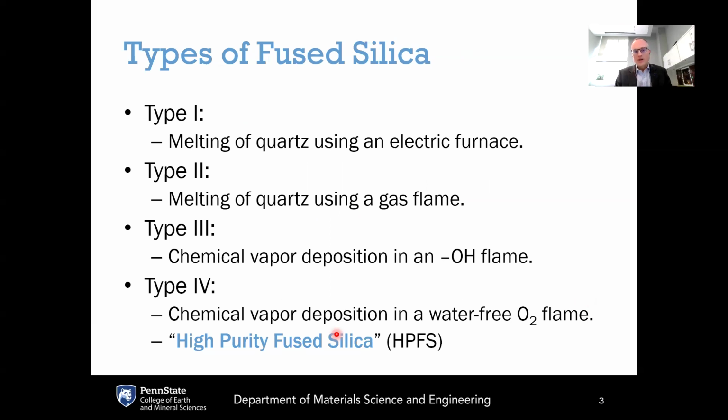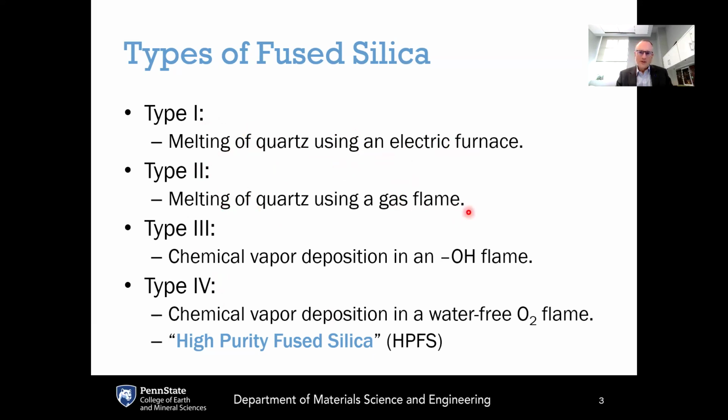So you'll hear people talk about, say, type 1 fused silica, type 2 fused silica, and so on. And when they refer to those different types, they are referring to the process by which fused silica is being made. The first 2 types of fused silica, type 1 and type 2, are made by melting of quartz. For type 1, the melting of quartz is done in an electric furnace, and for type 2, the melting of quartz is done using a gas flame.